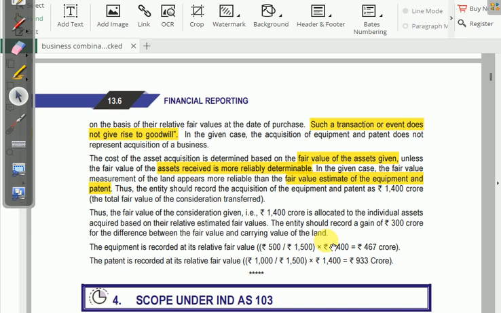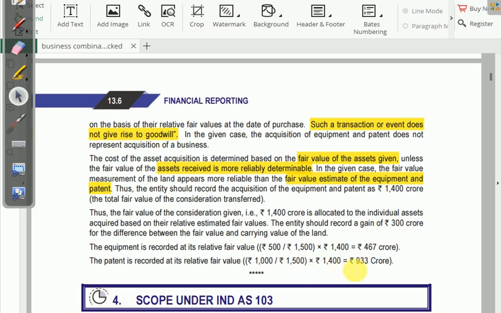Okay, so 1400 multiplied by 500, the fair value of the equipment, divided by the total fair value of the assets received, that is 500 for equipment and 1000 for patent, that is 1500. We have divided. In the same manner, 1400 multiplied by 1000, that is the fair value of the patent, divided by the total fair value of equipment and patent, that is 1500, 500 plus 1000. So we will get this value.